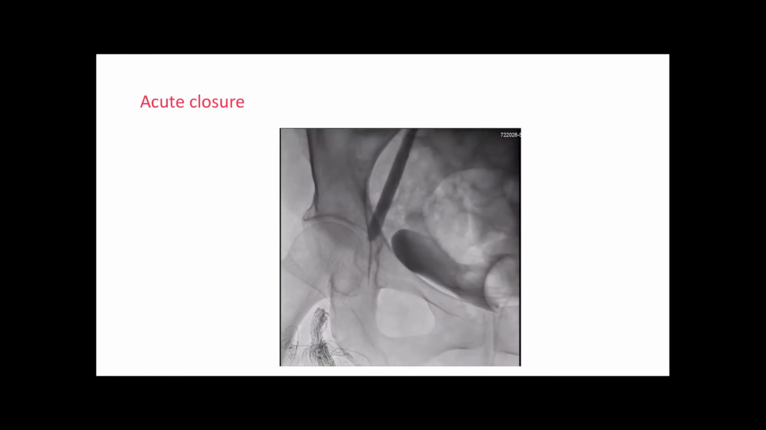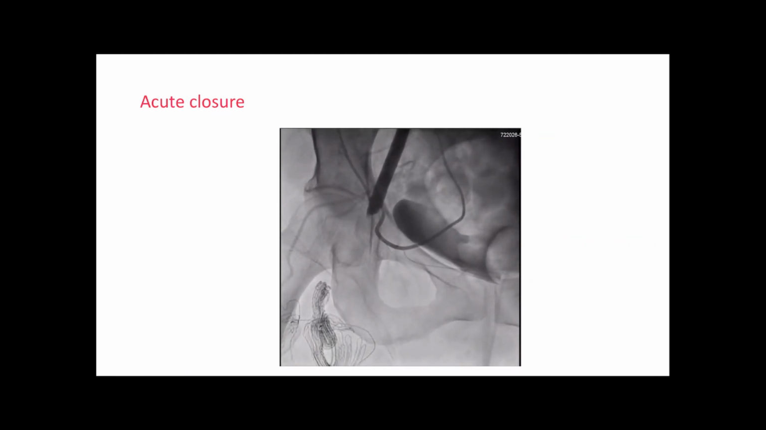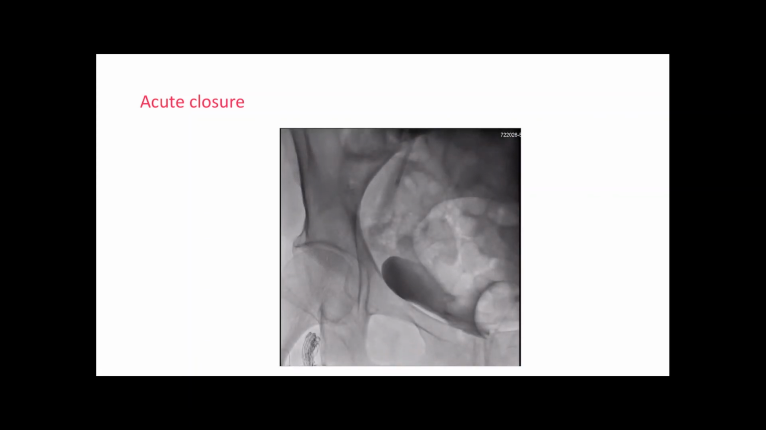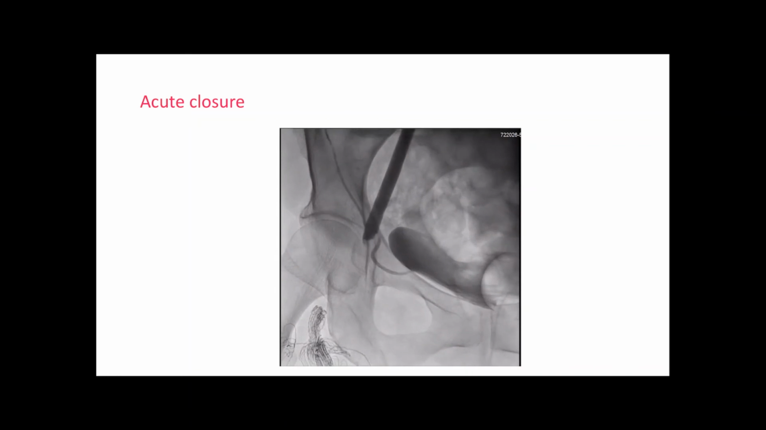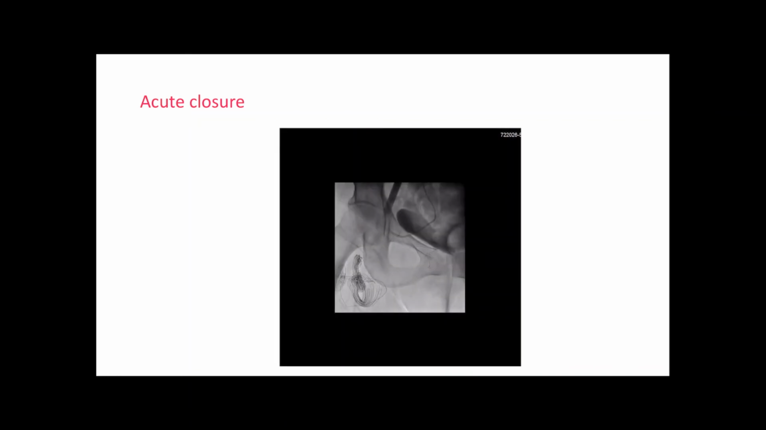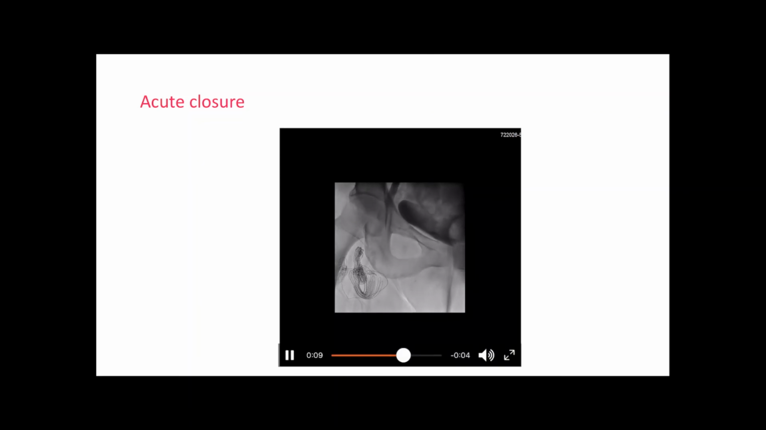Now a case of acute closure. This can also happen after a satisfying procedure, a high-risk procedure. This was a case of TAVI. It was noted that there was no flow and the patient was again taken for an angiogram, and you can see that this vessel is occluded.